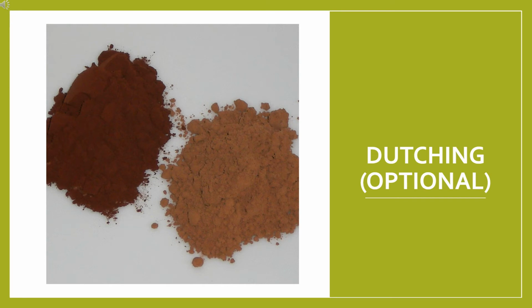Dutch processing is an optional step in the manufacturing process, and it usually is only used in the production of cocoa powder. Dutch processing is the addition of an alkali, usually potassium carbonate, to cacao. It can be done to whole beans, nibs, or chocolate liquor. Dutching is primarily used to reduce the acidity of the cacao and results in a final product with a much darker color and reduced sour notes.